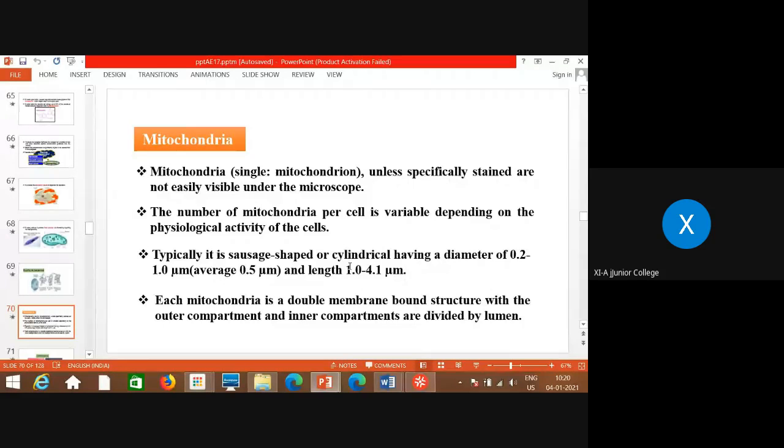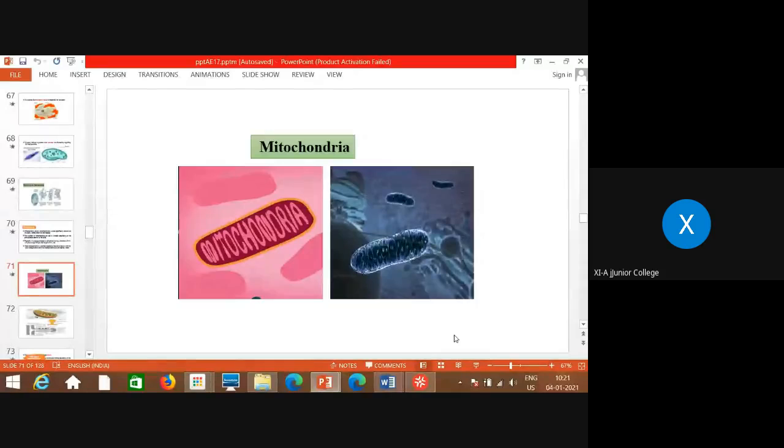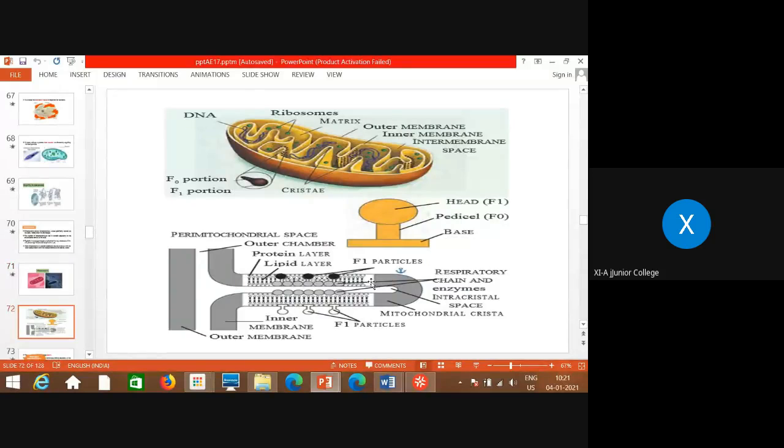So this is the variation seen in shape, size, as well as number of mitochondria in different types of cells. Each mitochondrion is a double membrane bound structure with the outer compartment and inner compartments divided by lumen. Lumen is nothing but a space in between. So this is the structure of mitochondria in detail.